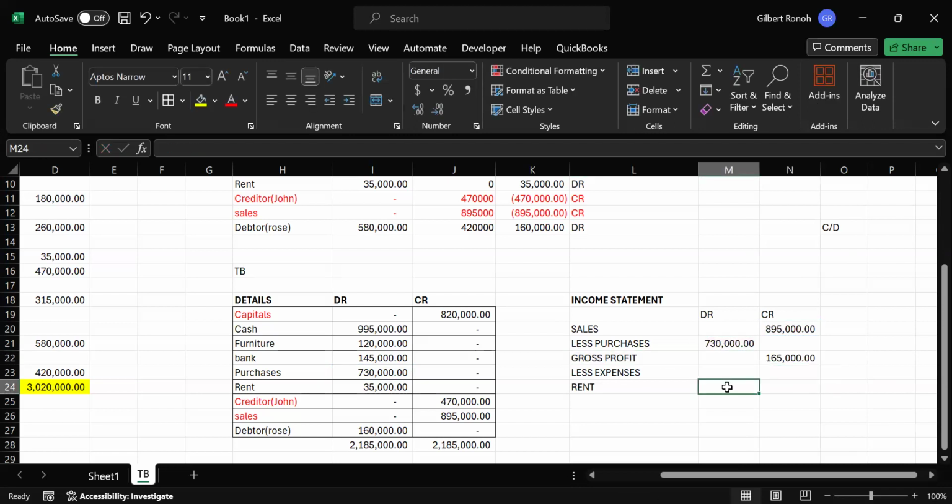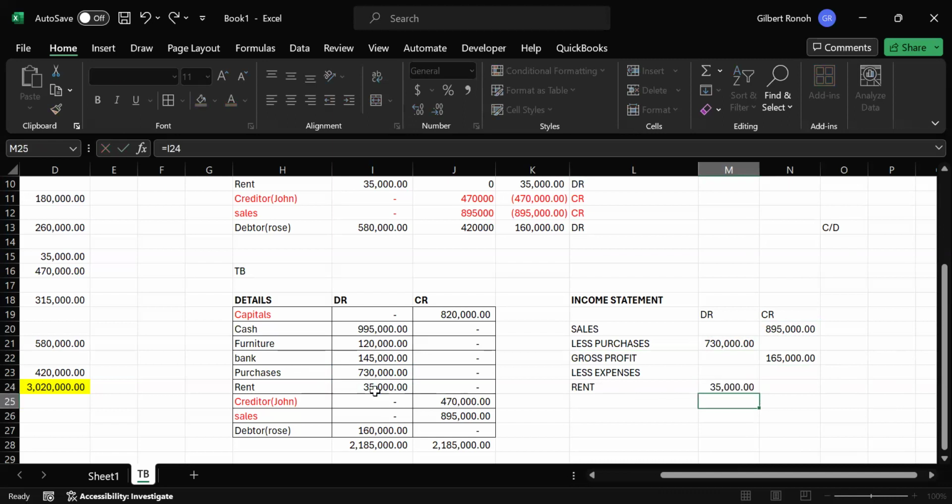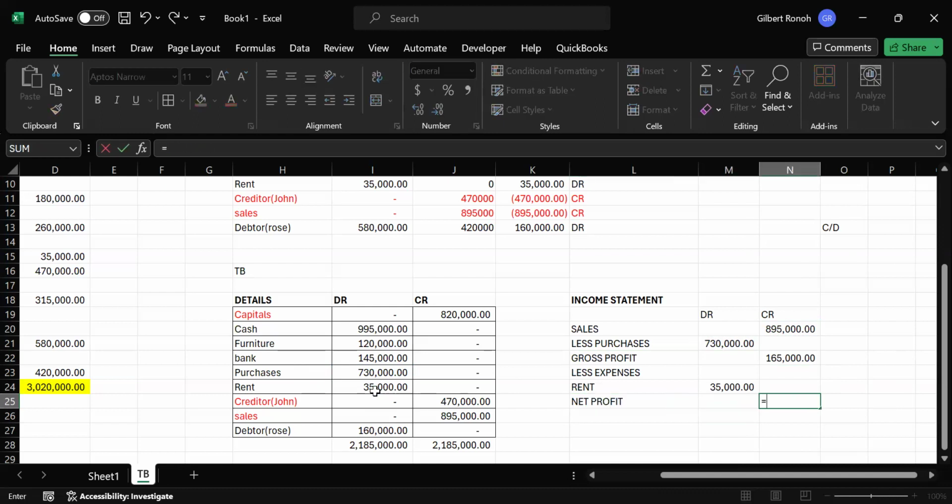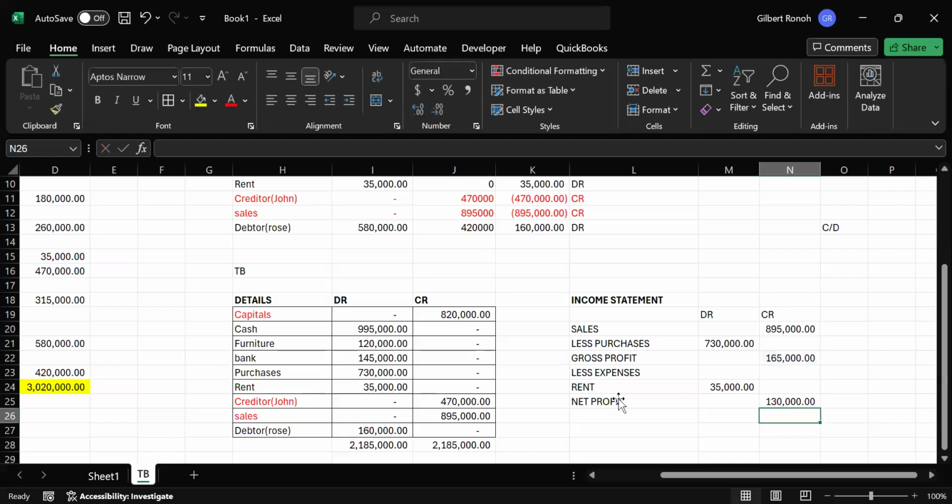Then I less expenses. I have expenses here, which is rent. The only expenses is rent. So I can get the net profit, which will be our gross profit minus total expenses. So this is our net profit.